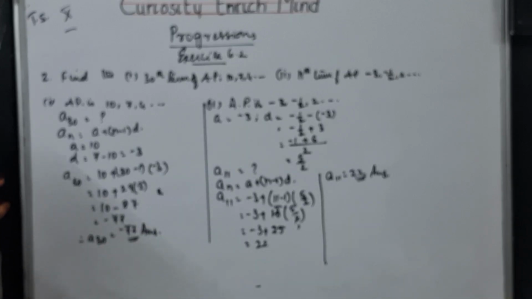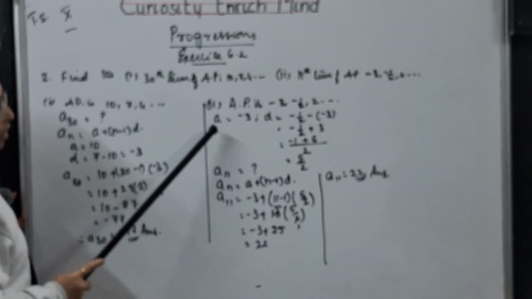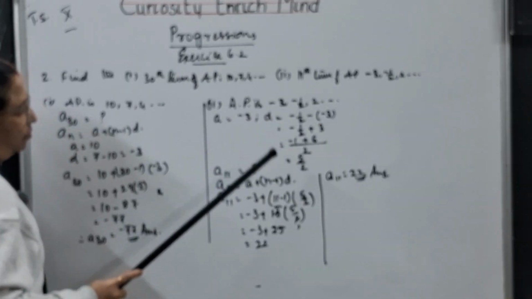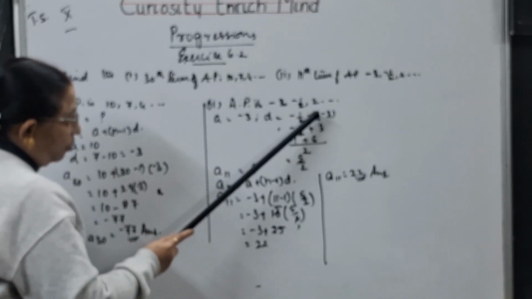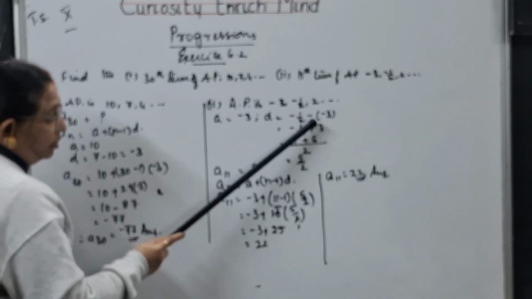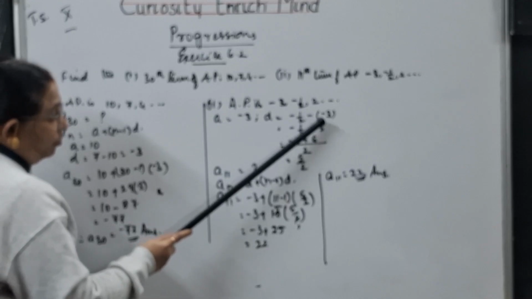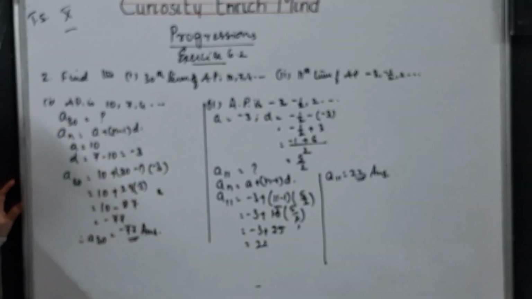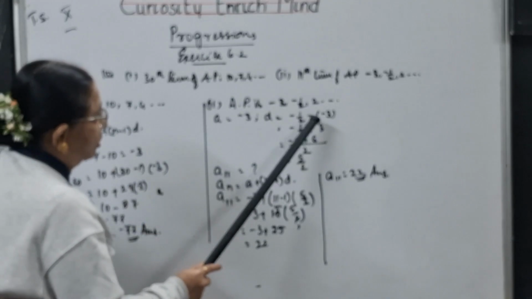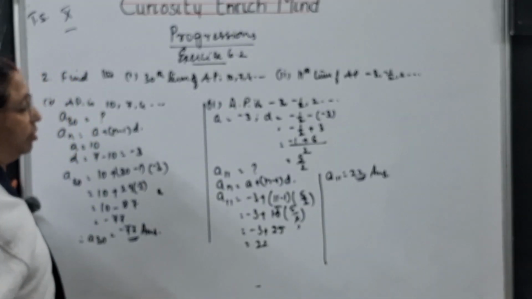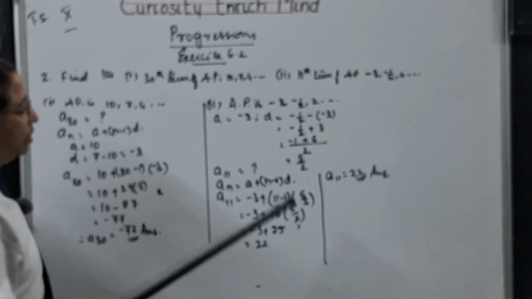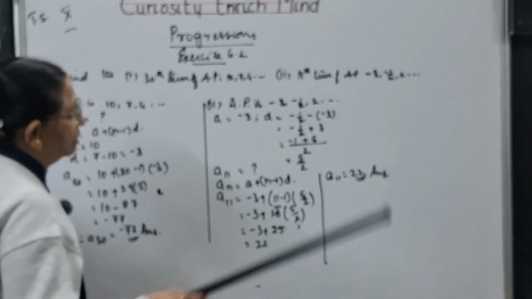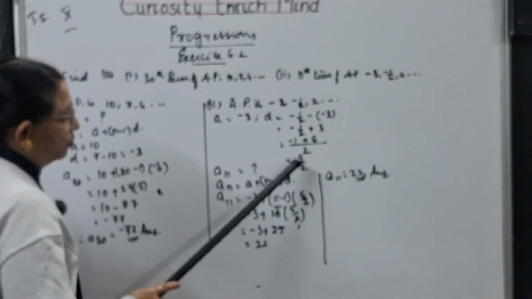The second bit, the AP is minus 3, minus 1 by 2, 2, and so on. So A is equal to minus 3. What d value are you getting? A2 minus A1, that is minus 1 by 2 minus of minus 3. Be careful here. If you do it wrong, if you take it as a 3, your answer will go wrong. So 3 has a minus sign and this is the sign of the formula. So minus 1 by 2, minus into minus is plus 3. So LCM 2, minus 1 plus 2 threes are 6, that is 5 by 2.